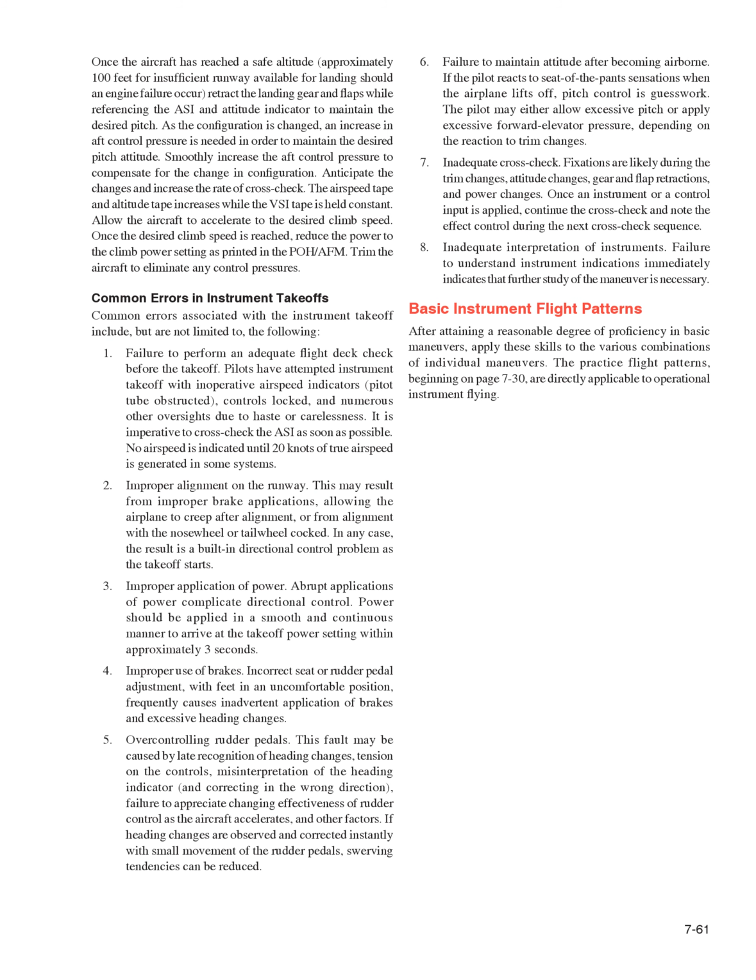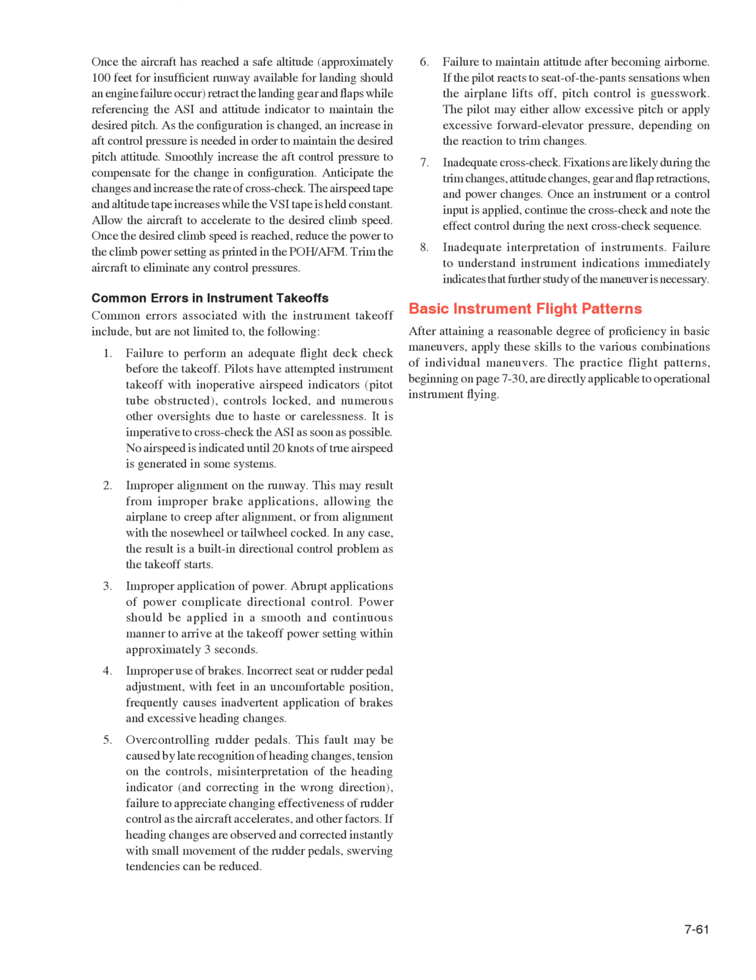Anticipate the changes and increase the rate of crosscheck. The airspeed tape and altitude tape increase while the VSI tape is held constant. Allow the aircraft to accelerate to the desired climb speed. Once the desired climb speed is reached, reduce the power to the climb power setting as printed in the POH/AFM. Trim the aircraft to eliminate any control pressures.